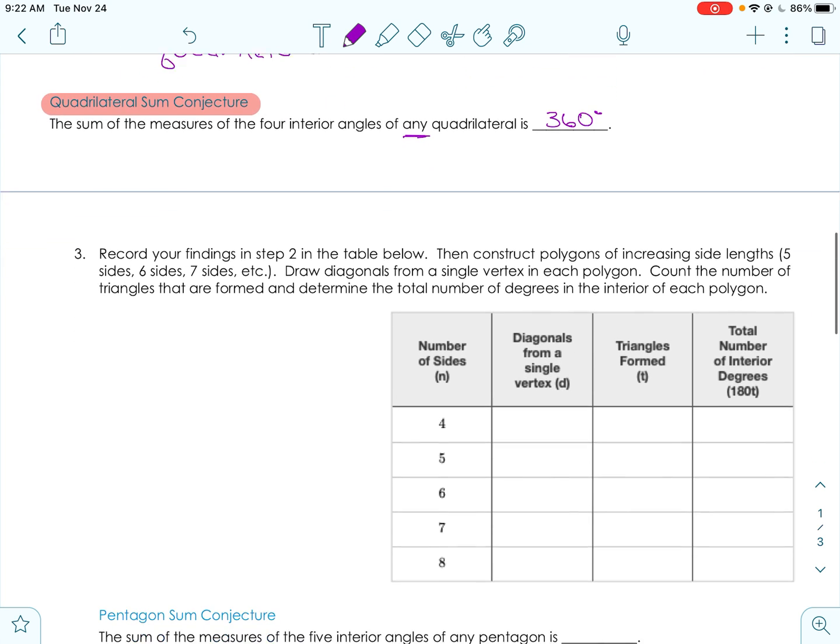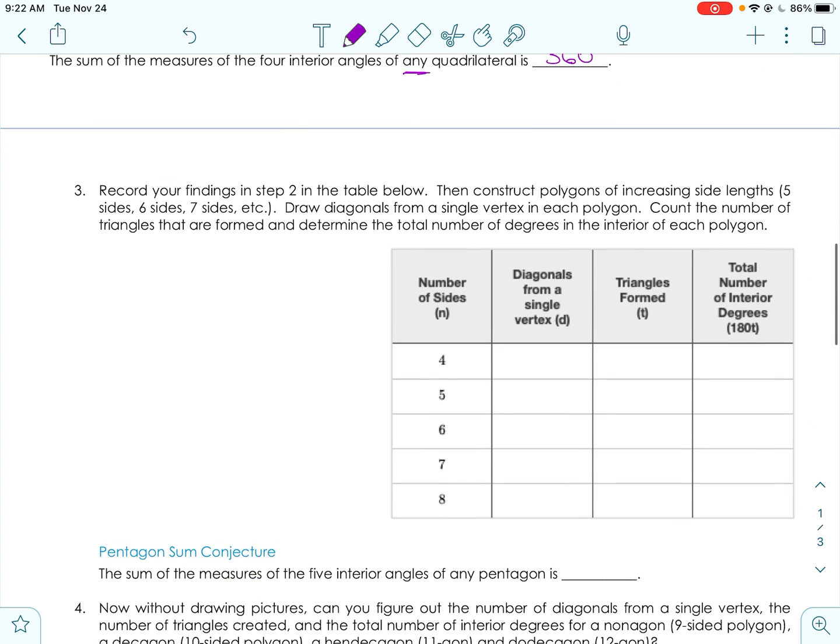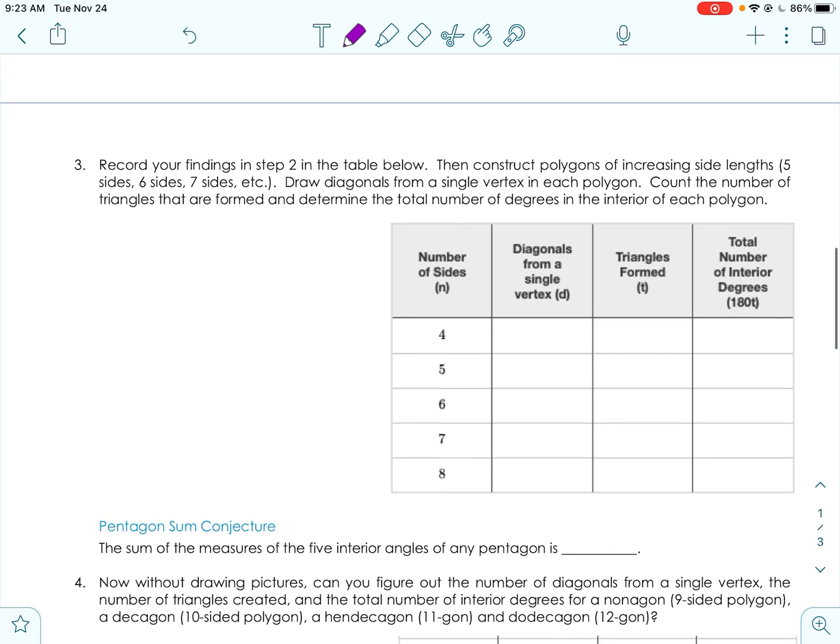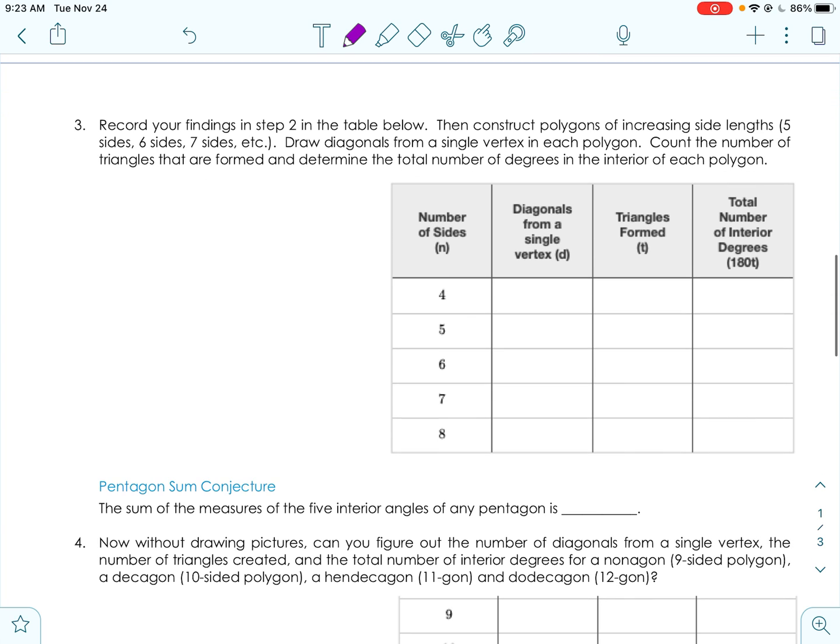Now what we're going to do is take a look at some different polygons. Our goal is to come up with an equation that would allow us to find the number of degrees in any polygon. So I have a table here.